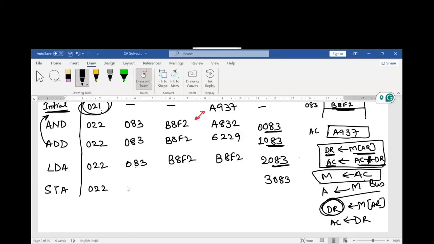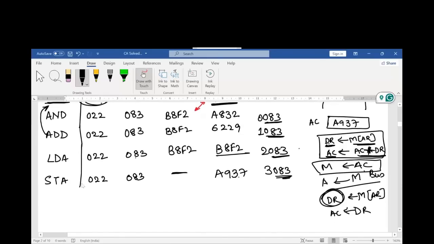PC would become 022. Again, during the decode phase itself it would go to DR. Here, the transfer is taking place through the bus and hence we are not using DR. So DR would be dash. The content of AC would remain the same, A937, which was given to us initially. We are not changing the value of AC. We are just storing it to memory. So the value of AC would remain the same. Okay, so load and store are done.